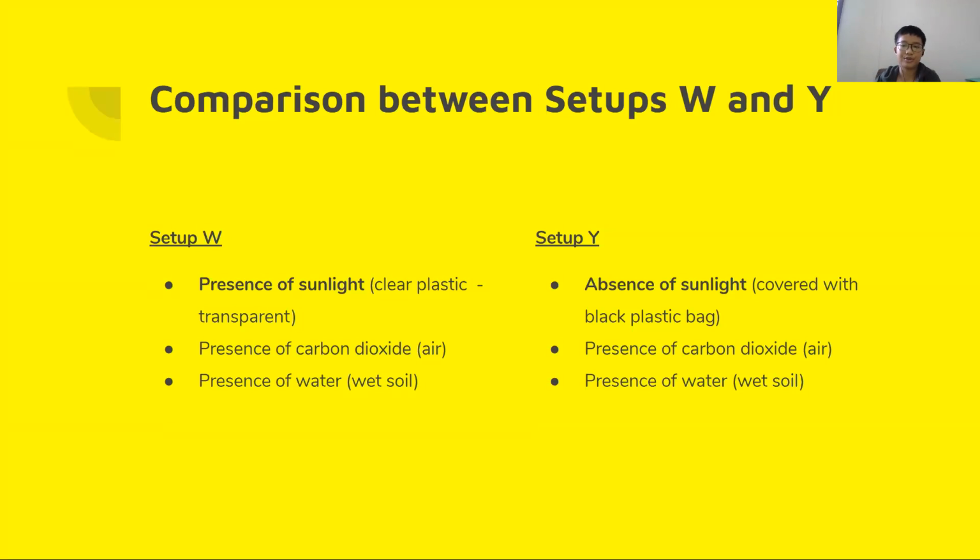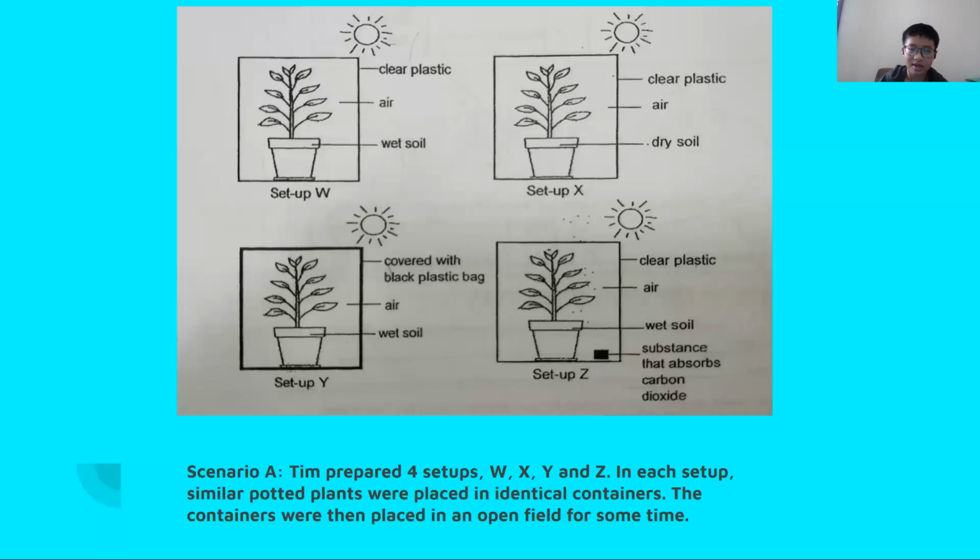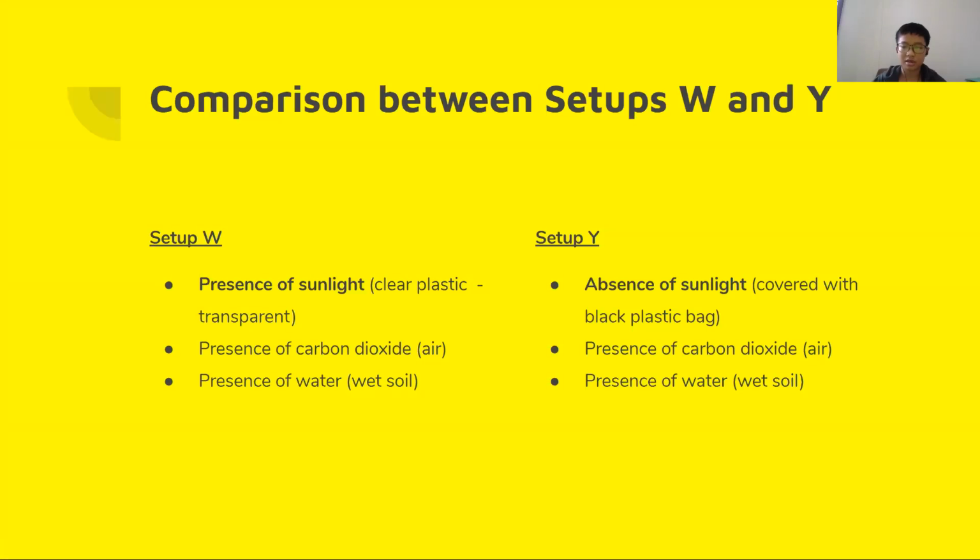Alright, so now let's compare between setups W and Y. We already saw setup W: presence of sunlight, presence of carbon dioxide, presence of water. Now let's look directly at setup Y. In setup Y, there is an absence of sunlight. Why is that so? Well, if you look back, setup Y is covered with a black plastic bag. And as you know, black plastic bags are opaque, thus not allowing light to pass through, causing an absence of sunlight. And then the rest is all the same.